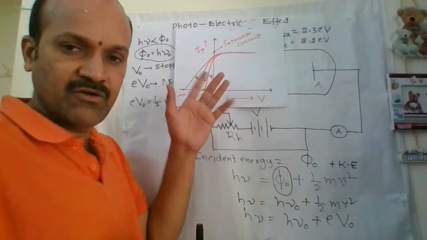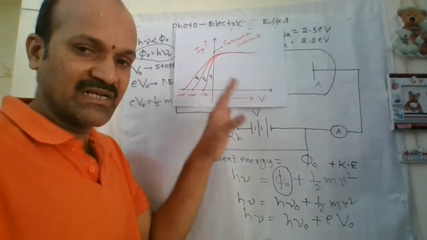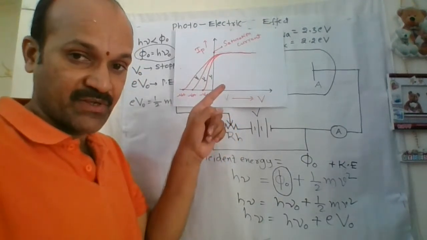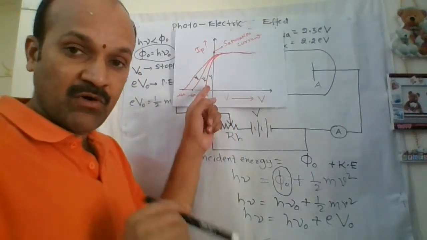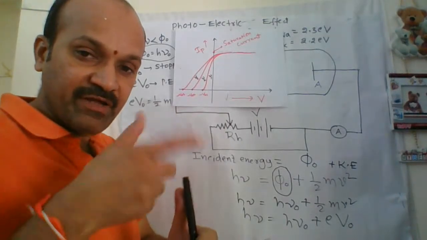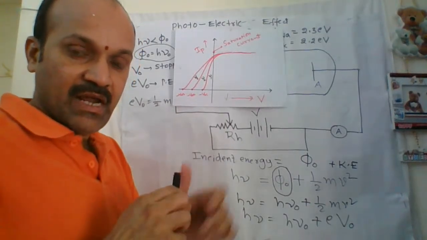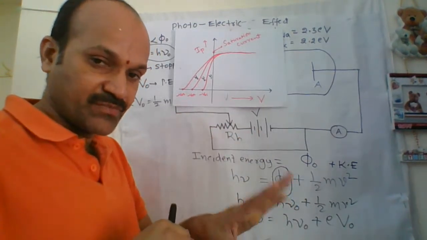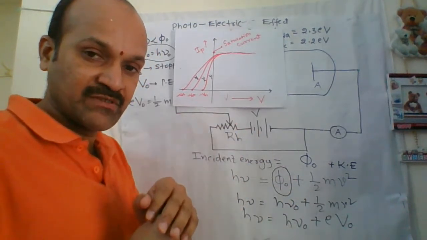For the intensity we are taking constant, maximum intensity we are using. Intensity is constant and metal is constant. Right. Simply what we are varying is frequencies. And this nu1, nu2, nu3 is greater than nu naught. Okay, it is greater than threshold frequency.